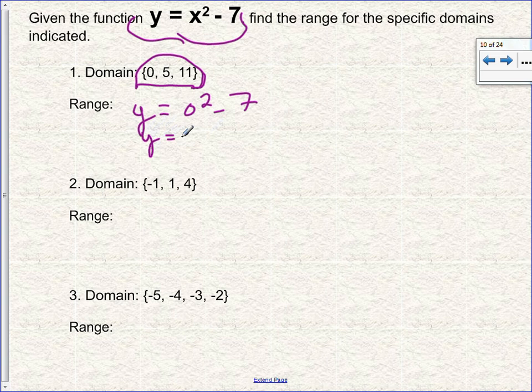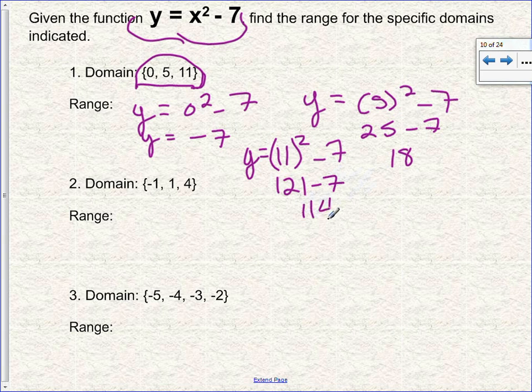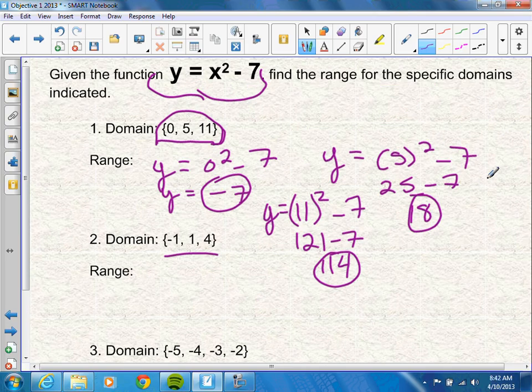-7. What about the second one? y equals 5 squared minus 7. 25 minus 7 is 18. And the last one: y equals 11 squared minus 7. 11 squared is 121. What's 121 minus 7? It's 114. Okay. You guys do this one and this one in your notes. Can we plug it into the same one? Yes.